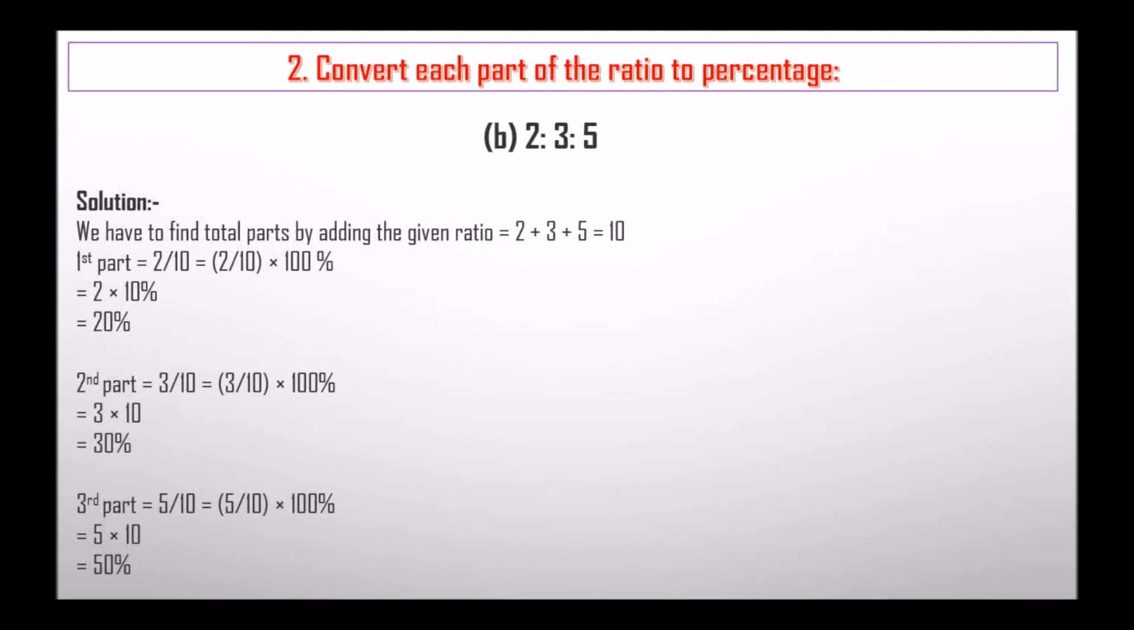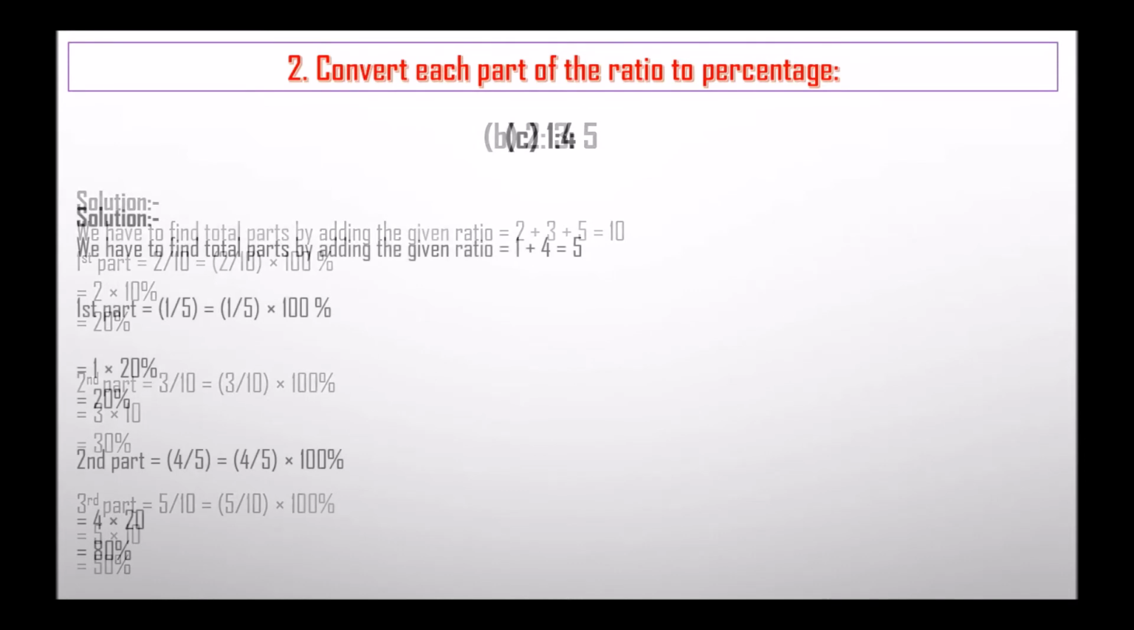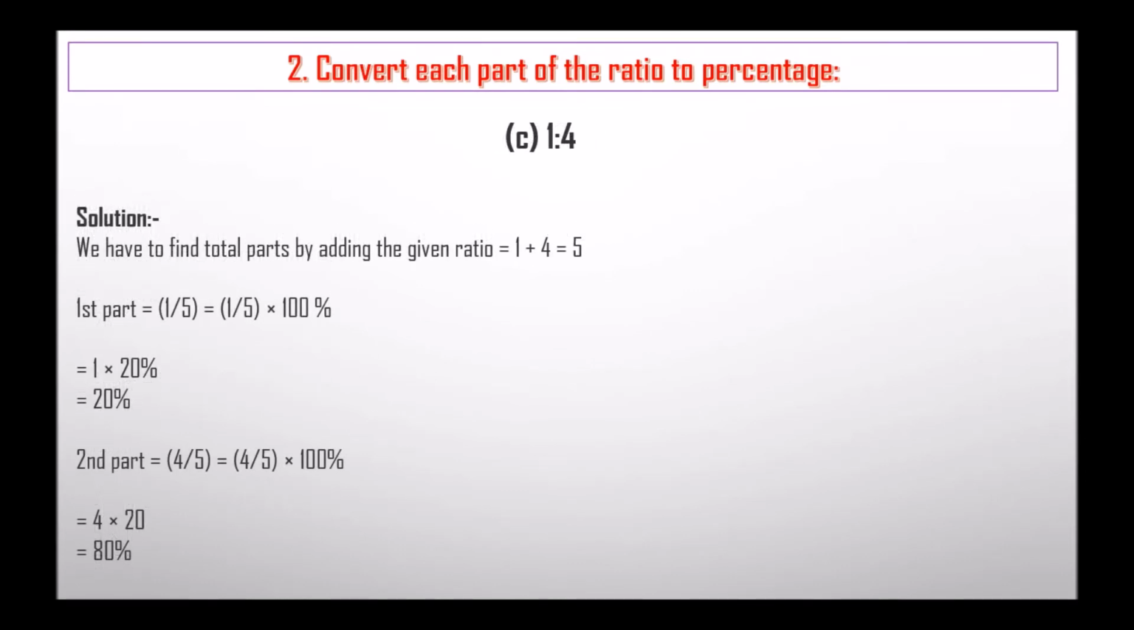2:3:5. We have to find the total parts by adding the given ratio, that is 2 plus 3 plus 5, that is 10. First part is 2 upon 10 into 100%, so 2 into 10%, that is 20%. Second part 3 upon 10 into 100%, zero cut, so 3 into 10, that is 30%. Third part 5 upon 10 into 100%, that is 50%.